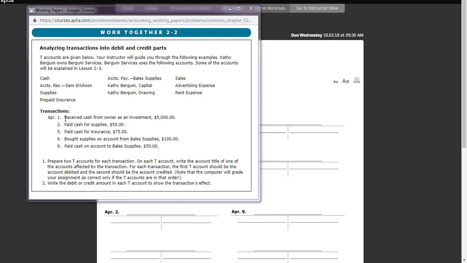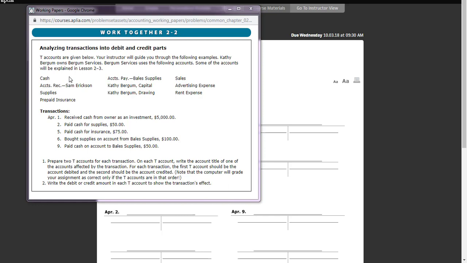So the transactions are April 1st, 2nd, 5th, 6th, and 9th. And then it says right here, prepare two T accounts for each transaction. On each T account, write the account title of one of the accounts that will be affected by the transaction. For each transaction, the first T account should be the account debited, and the second should be the account credited. It says, note that the computer will grade your assignment as correct only if the T accounts are in that order. Very important, and I will drill that into your head. Write the debit or credit amount in each T account to show the transaction effect.